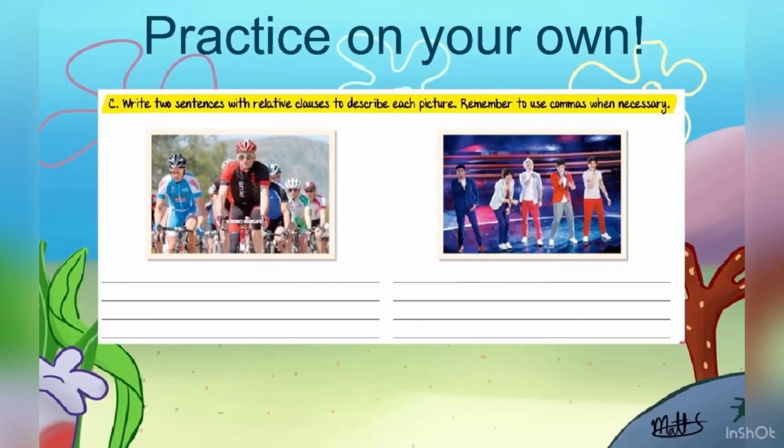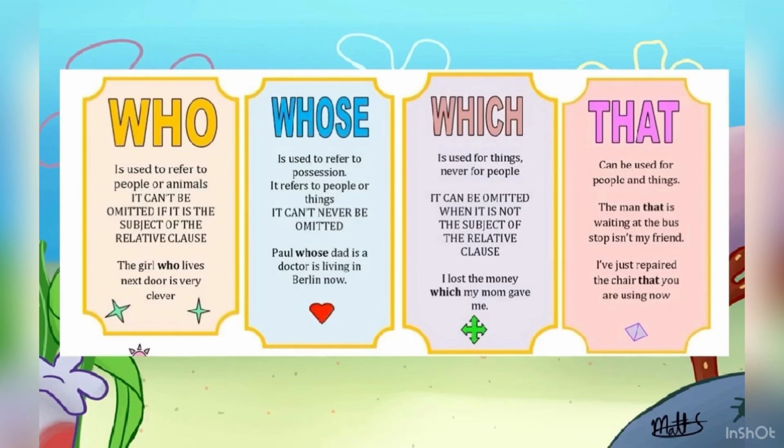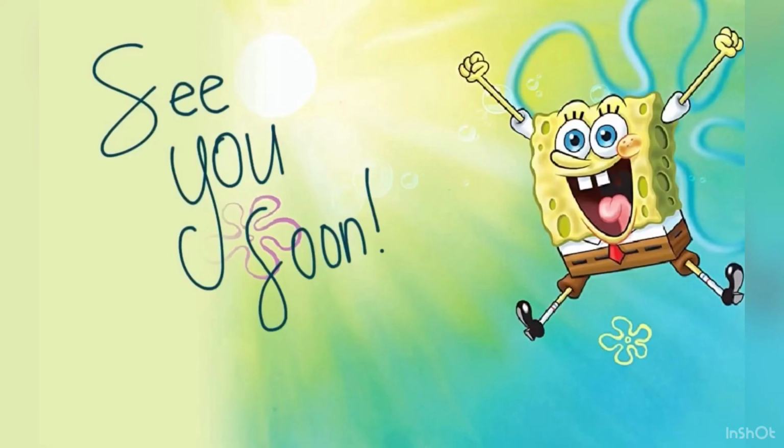Now I invite you to practice on your own. Activity C. Write 2 sentences with relative clauses to describe each picture. Remember to use commas when necessary. We use commas when the clauses are really long, so we write them between commas instead. Remember, we use who to refer to people or animals, whose to refer to possession, which to refer to things, and that to refer to people and things, and where to refer to a place, and when to refer to a time.